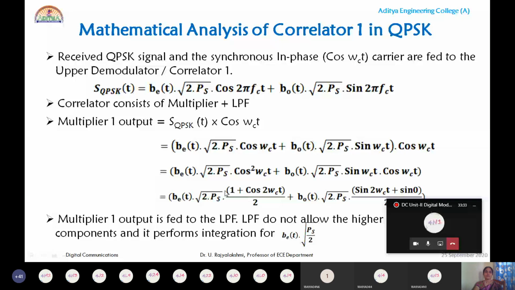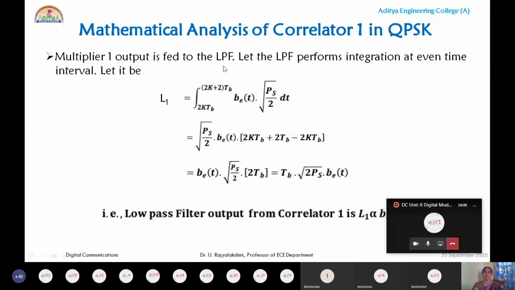So you will get b of t into root ps by 2, that is b of t into root 2ps divided by 2. If you take it inside, you will get root ps by 2. So what does the low pass filter capture? It will take only b of t root ps by 2. Please take the integration of this value for the limits. What are the limits? Multiplier 1 output is fed to the low pass filter.